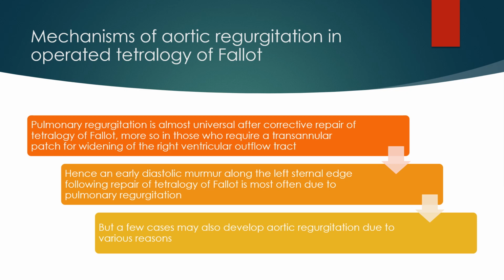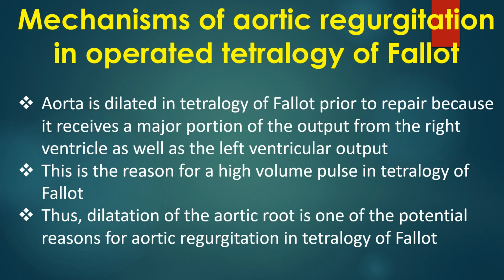Hence, an early diastolic murmur along the left sternal edge following repair of Tetralogy of Fallot is most often due to pulmonary regurgitation, but a few cases may also develop aortic regurgitation due to various reasons. Aorta is dilated in Tetralogy of Fallot prior to repair because it receives a major portion of the output from the right ventricle as well as the left ventricular output.